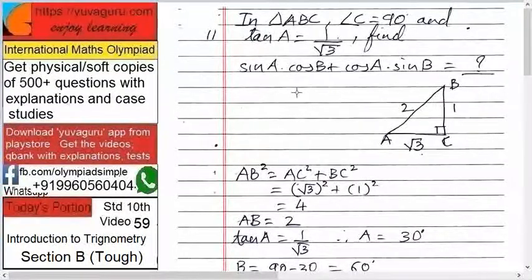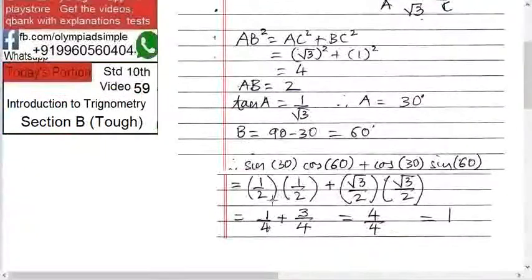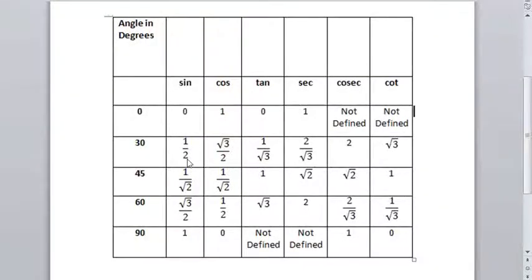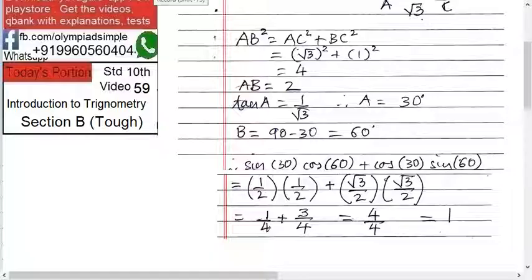Now what we have to find is sin A cos B plus cos A sin B. We know both angles A and B. Therefore sin 30 cos 60 plus cos 30 sin 60 equals, now sin 30 is what? See this table again. Sin 30 is 1 by 2 and cos 60 is again 1 by 2. Right? Similarly sin 60 is root 3 by 2 and cos 30 is root 3 by 2. So 1 by 2 into 1 by 2 plus root 3 by 2 into root 3 by 2. Solve it. 1 by 4 plus 3 by 4, that is 4 by 4, that is 1.